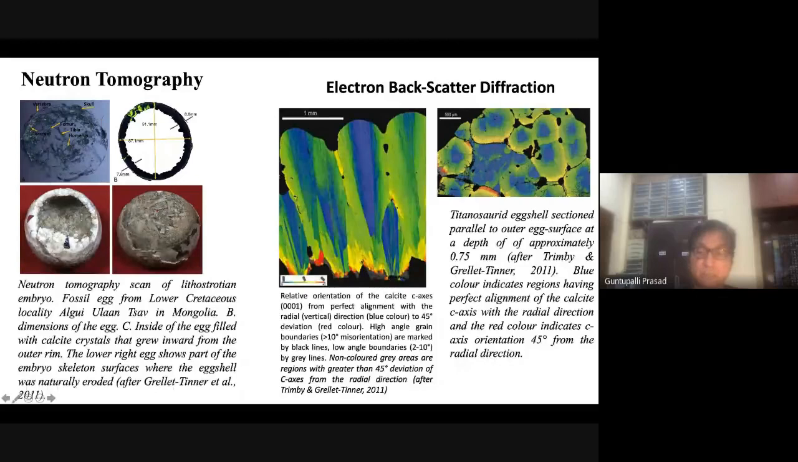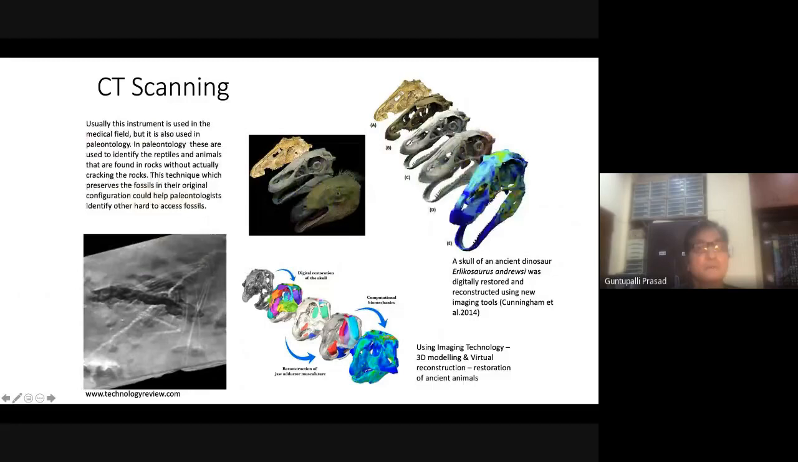within the shells. And then CT scanning. This is the most important thing that has come now, and it's being extensively used to understand the skeletal anatomy and also soft tissue anatomy. If you have one part of the skull available, you can reconstruct the other part of the skull using CT scanning. This takes many 2D pictures, and these 2D pictures are reconstructed into a 3D structure.